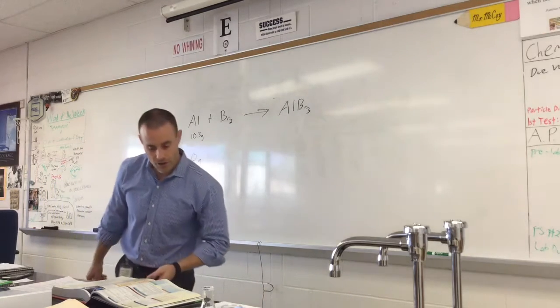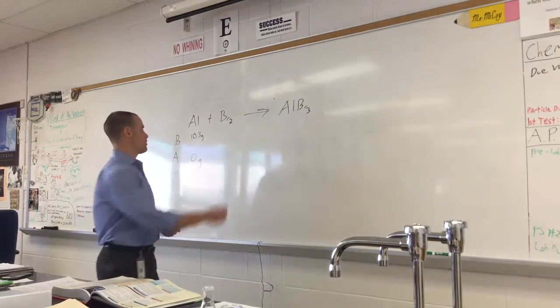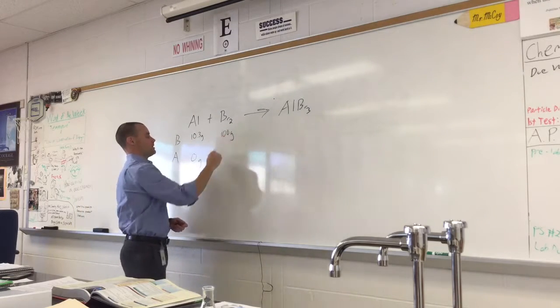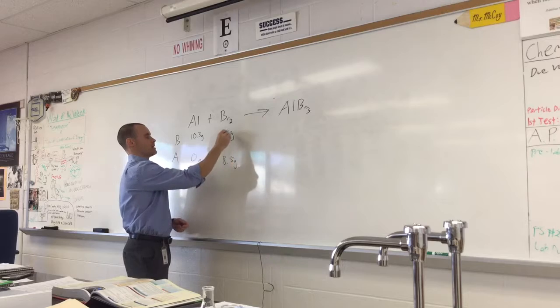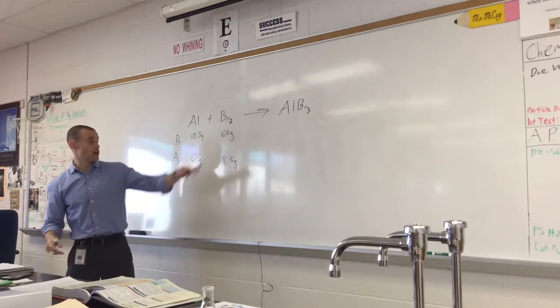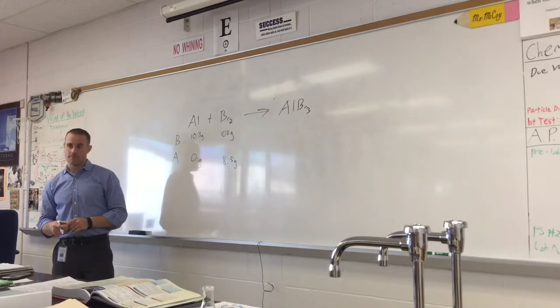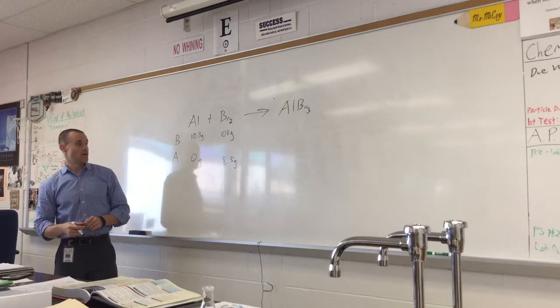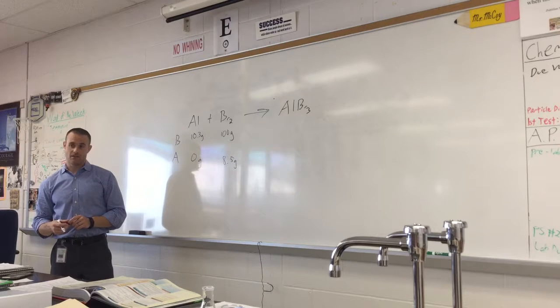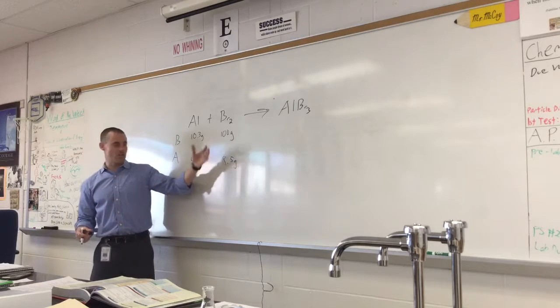Bromine started with 100 and then ended with 8.5. 100 grams, 8.5 grams. Caitlin, what does that mean? If we started with 100 and ended with 8.5, did all the BR2 react? No. Good. How do we know that? Because it's not 0. Very good. It's not 0. There's some left over.